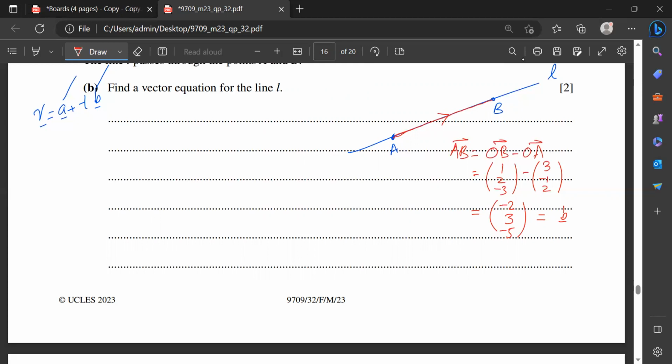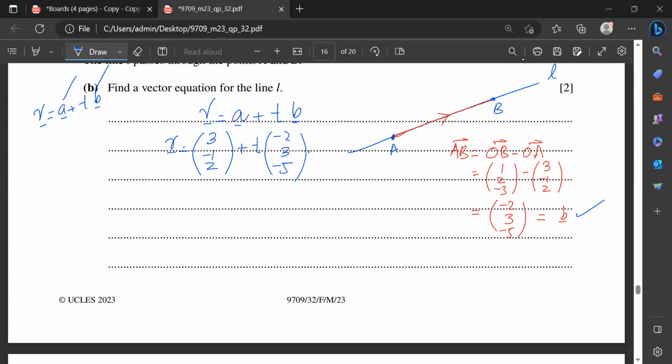So r = a + tb. We have the formula r = a + t times b. r is r, and a is the position vector of any point. It can be the position vector of A, it can be the position vector of B. Let us use the position vector of A, (3, -1, 2). t times b, where b is the direction vector, which is (-2, 3, -5). So we have the answer to this part.